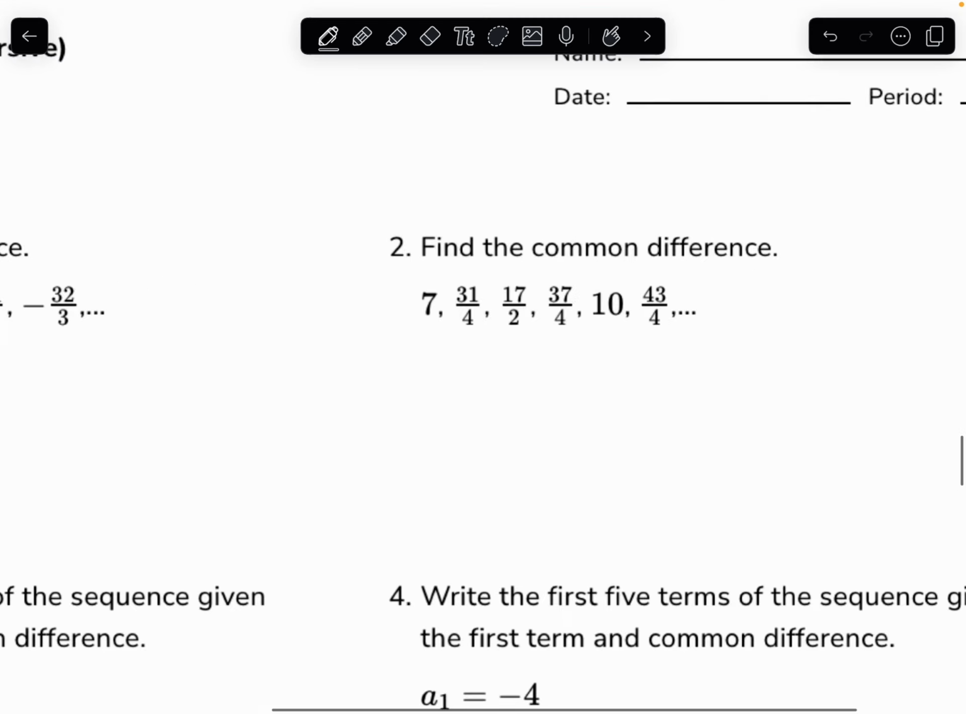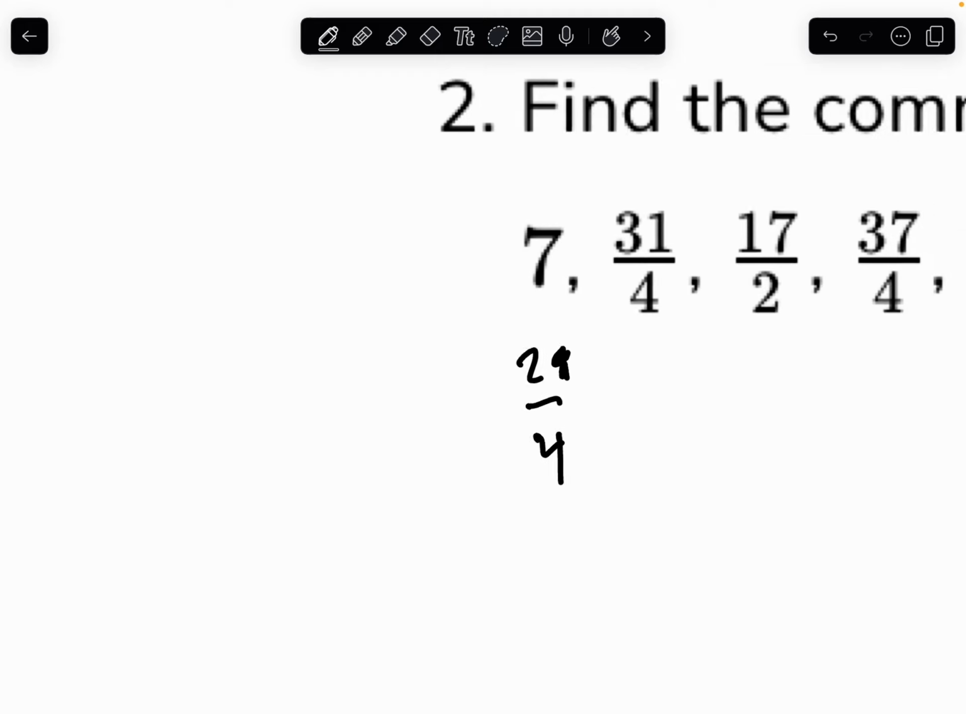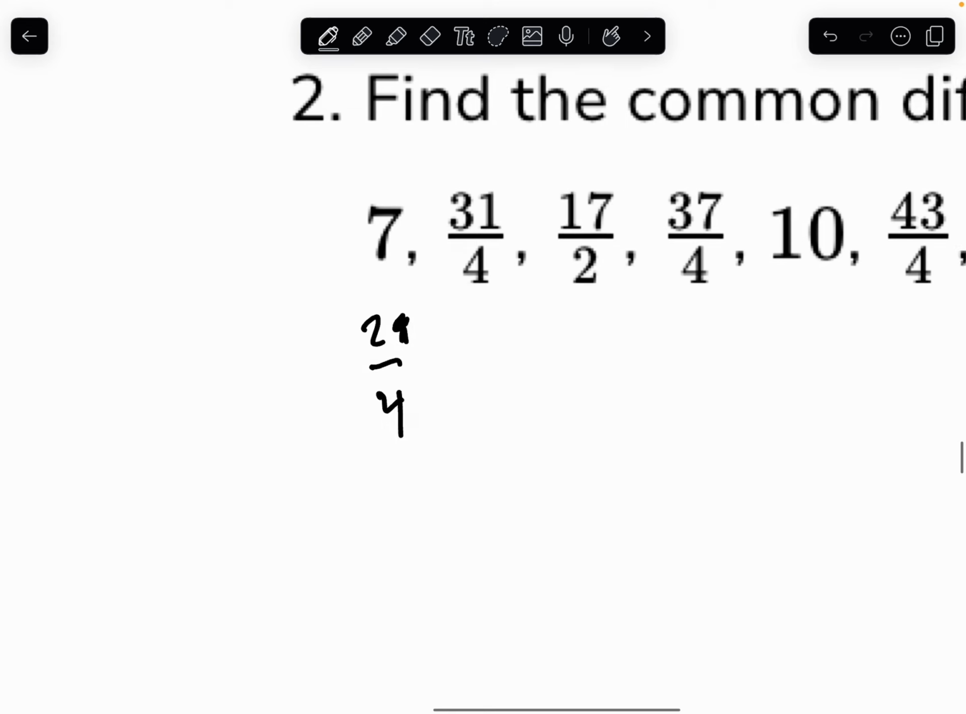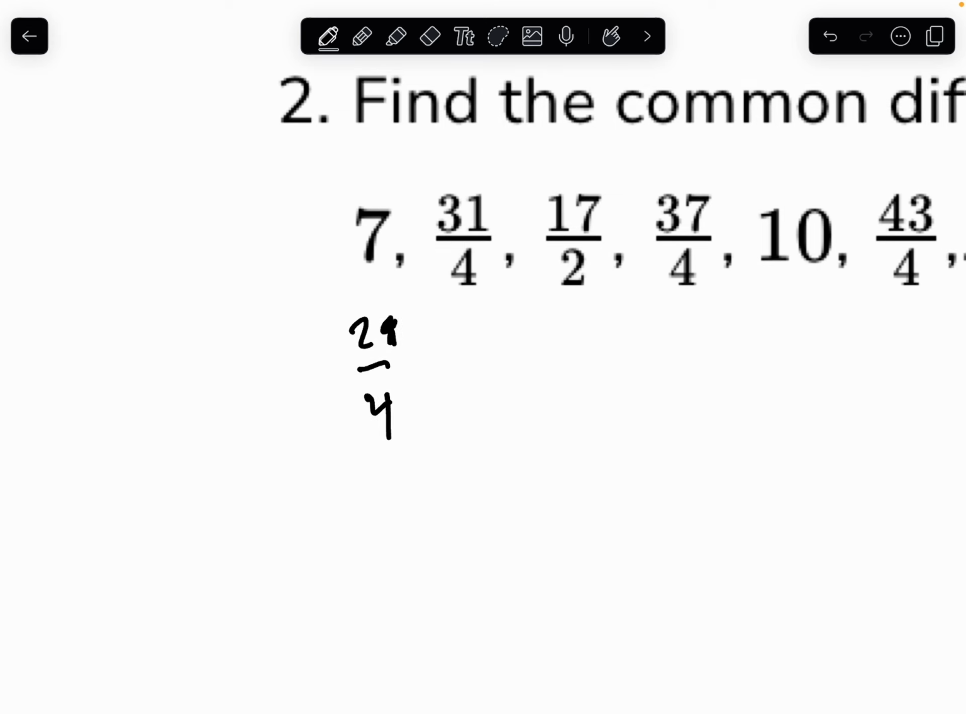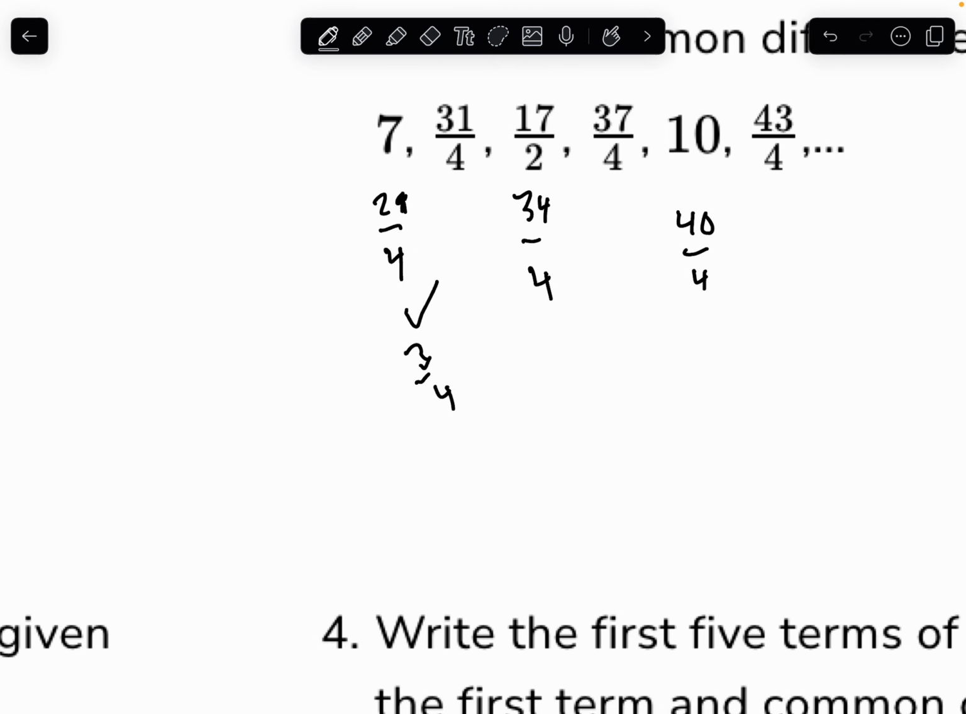Sorry, my handwriting's really bad. Alright, next one. It's kind of the same thing, you rewrite it. So 7 is 28 over 4. And then it goes 31 fourths, 17 halves, you can write that as 34 fourths. And 10, we can rewrite that as 40 fourths. So I notice that it's increasing by 3/4 every term. So that's going to be our rate of change, or m.